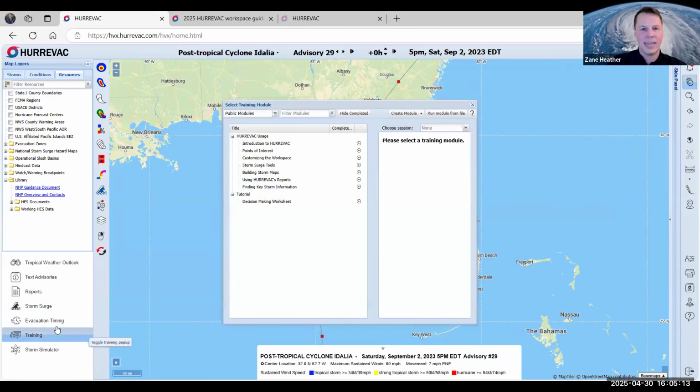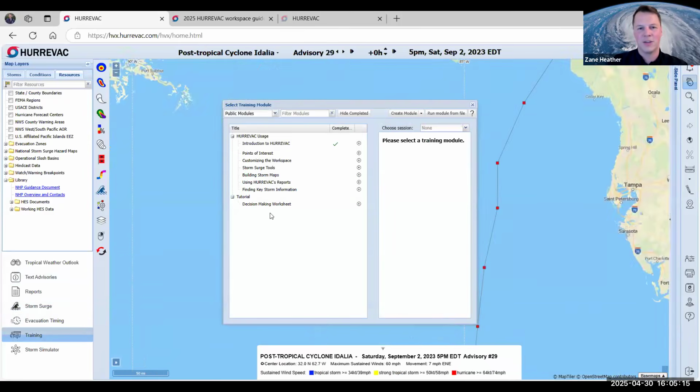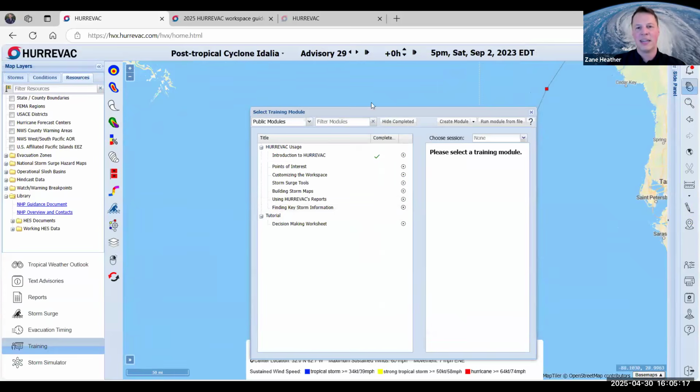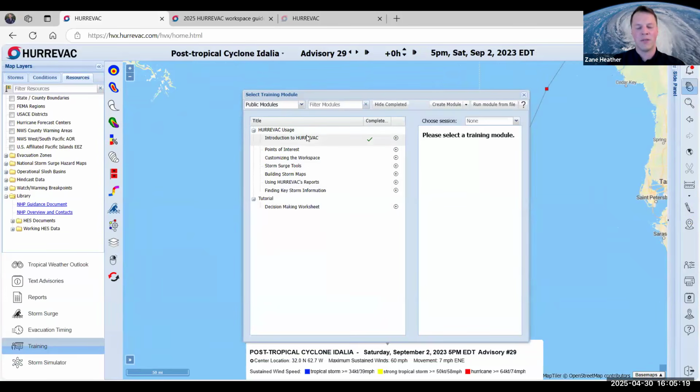And then you've got additional training. And this is where I probably should have highlighted this first and identified this as a first spot for you to stop. But essentially in the training tab here, you can access different training modules within the application of HRVAC. So we've got things like introduction to HRVAC. We've got customizing the workspace, how you fine tune the workspace to suit your needs, and other additional information or functionalities within HRVAC. So good training resources you have.